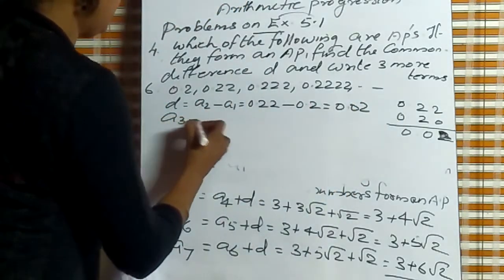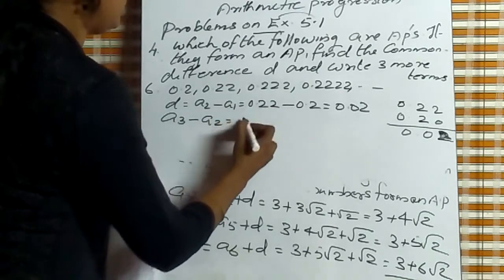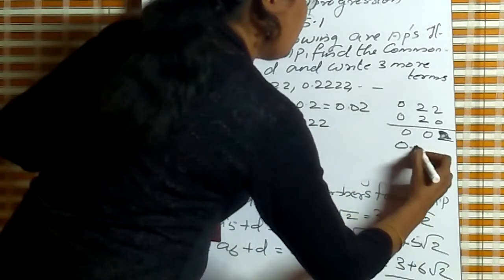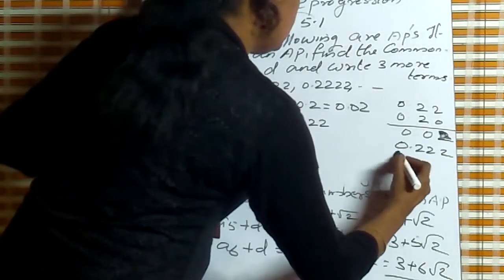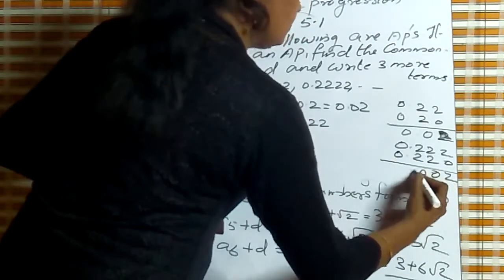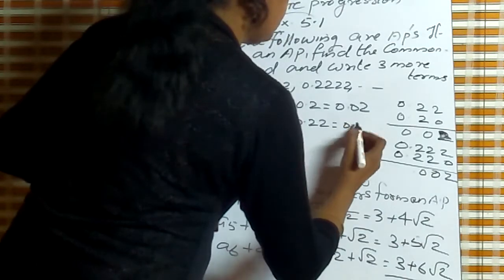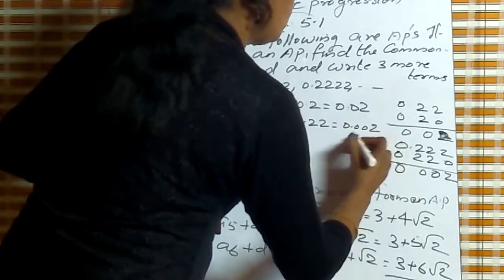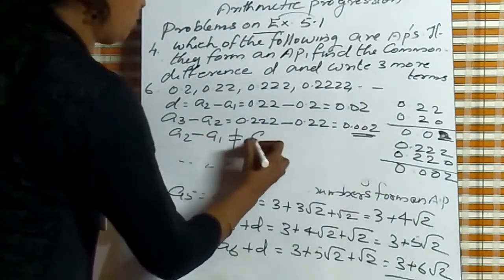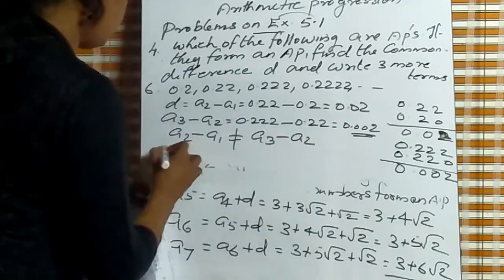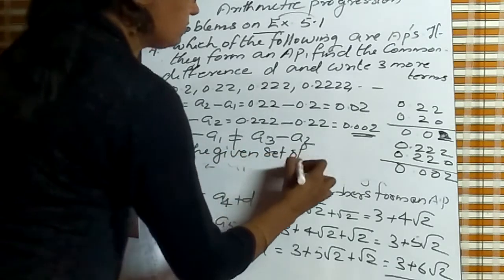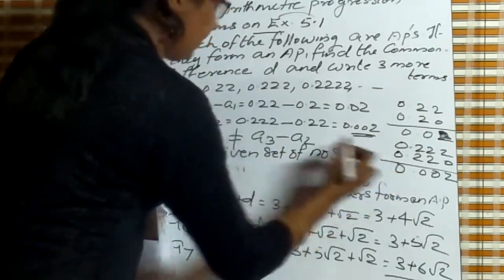Then what is A3 minus A2? A3 minus A2 is 0.222 minus 0.22. 0.22 means 0.220. 2 minus 0 is 2, and the rest are 0, so it is 0.002. D is not the same. That means A2 minus A1 is not equal to A3 minus A2. Therefore, the given set of numbers are not in AP.